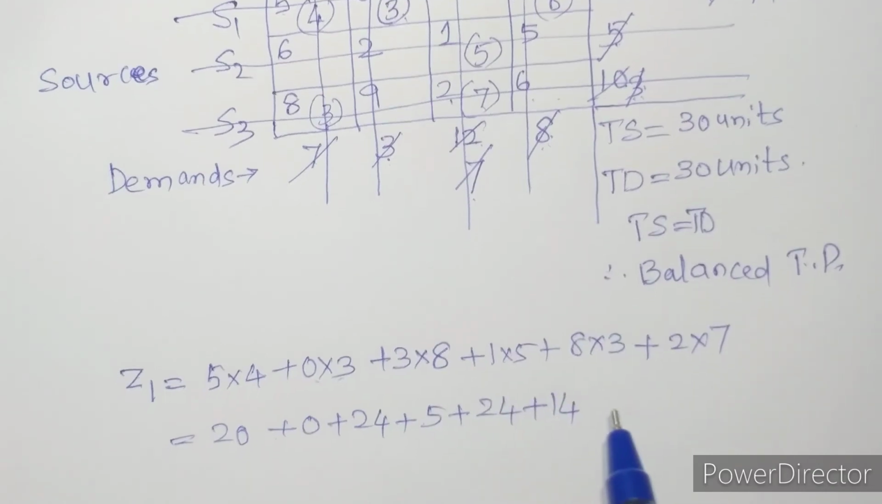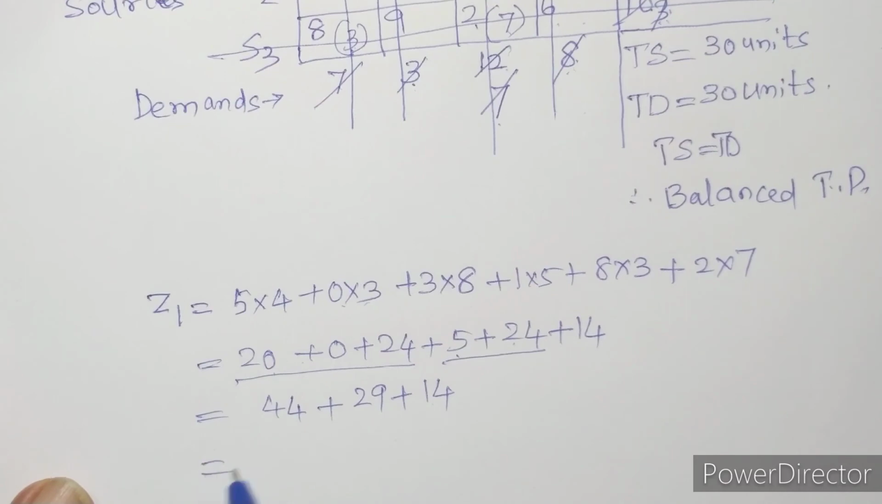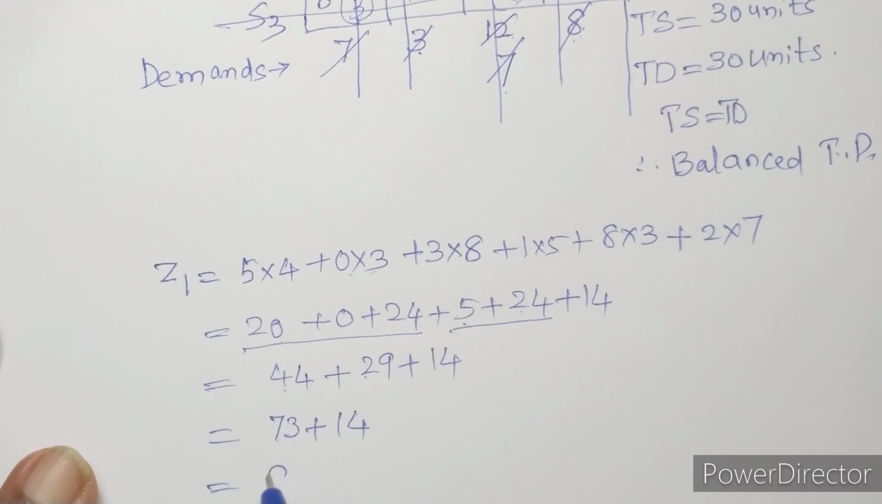These are the values now. So just add them. Take 2 or 3 at a time and add them. So this is 20 plus 24, 44, plus 5 plus 24 is 29, 29 plus 14. So now we can see here that 44 plus 29 is 73, 73 plus 14. So this total cost is 87 rupees.